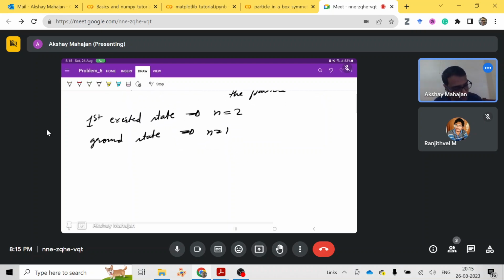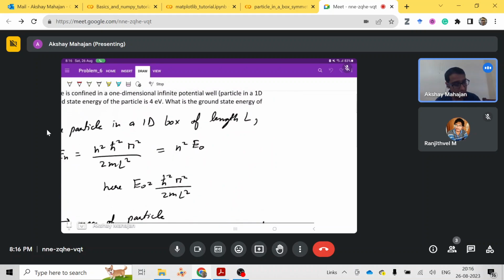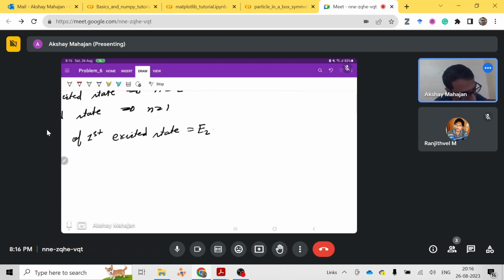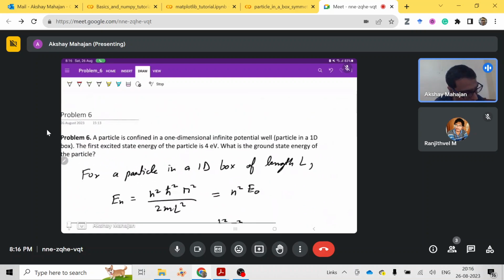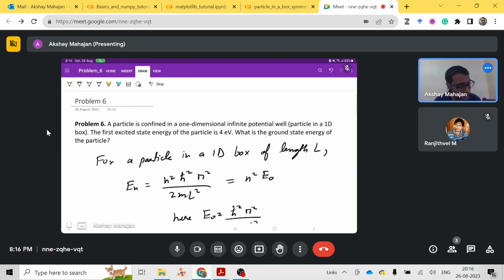We are given the energy of the first excited state. For n equals 2 it will be E2, and we know the energies are n squared times E naught, so 2 squared is 4, so E2 equals 4 times E naught. It is given in the question that this first excited state is 4 electron volt, and we are asked to find the ground state energy.